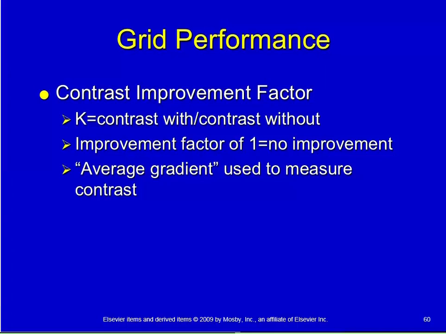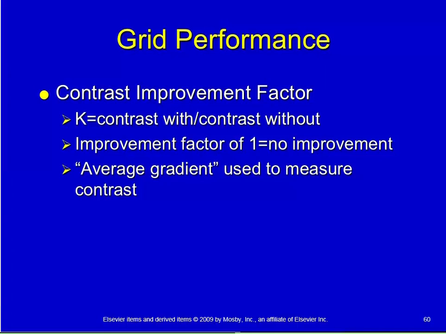All right, so grid performance. When we're talking about grid performance, we're talking about contrast improvement factor. The contrast improvement factor is a mathematical formula to tell you how much better your contrast is with a grid versus without. So K represents contrast improvement factor. K equals contrast with divided by contrast without.